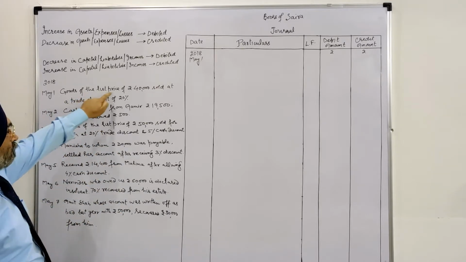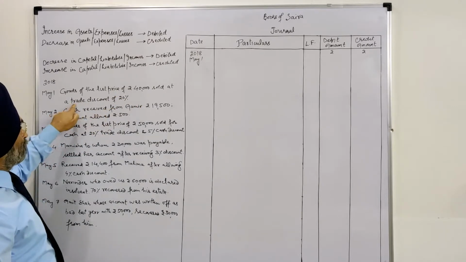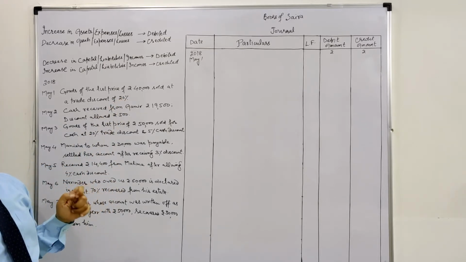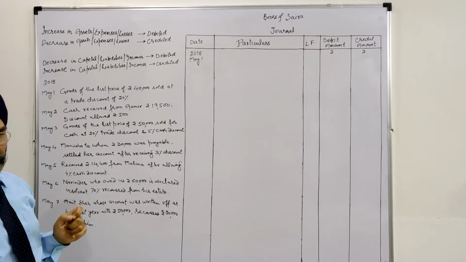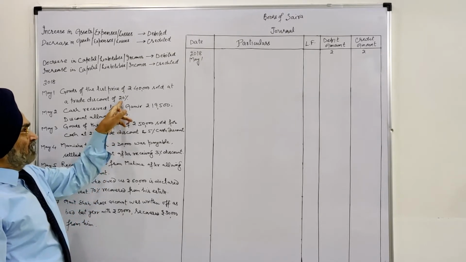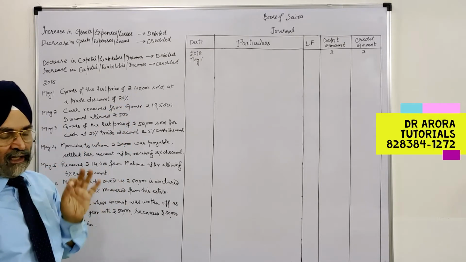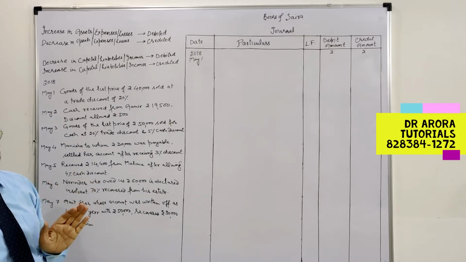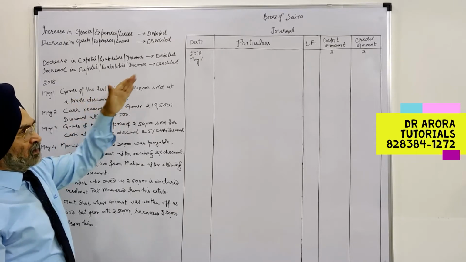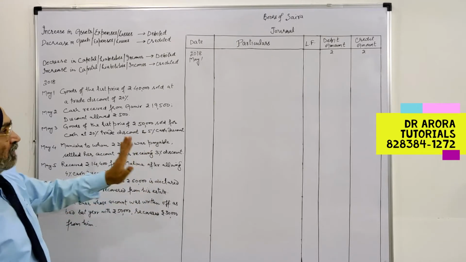So goods of the list price of rupees 40,000 sold at a trade discount of 20%. Trade discount is the discount given from the list price, sale price, catalog price, MRP, that is deducted from the price but is not shown anywhere in our journal entry. We pass a journal entry with the net amount. So trade discount is not to be debited or credited anywhere in our books of accounts. This thing you have to remember.